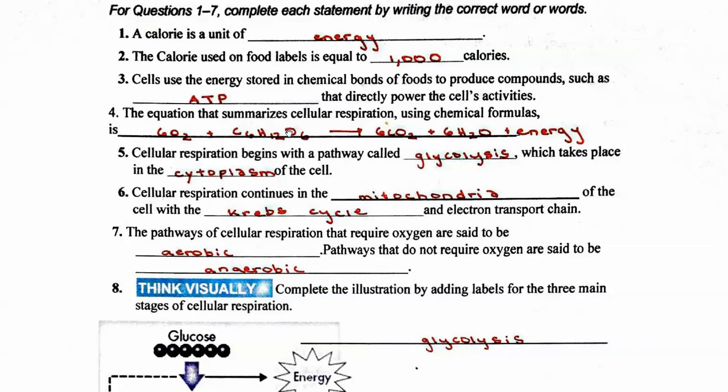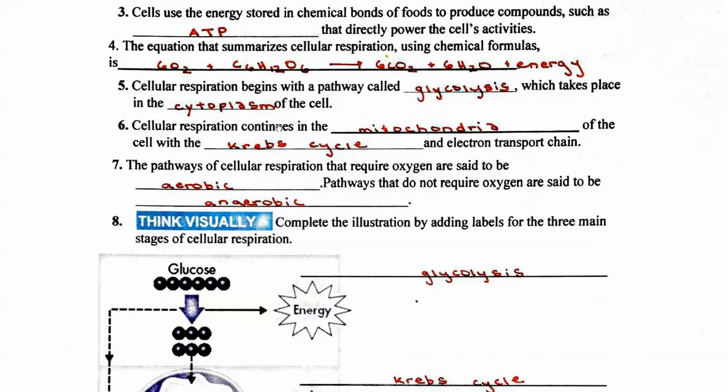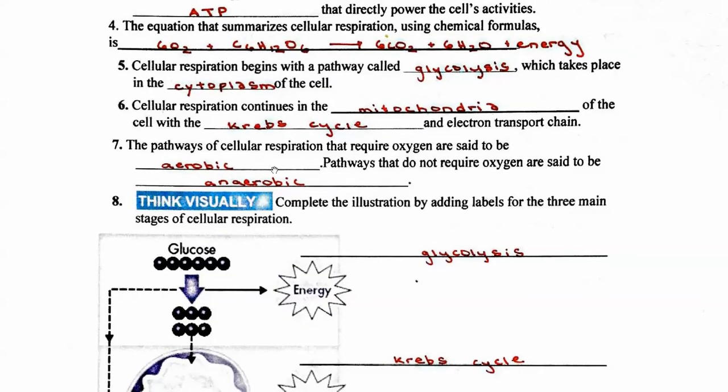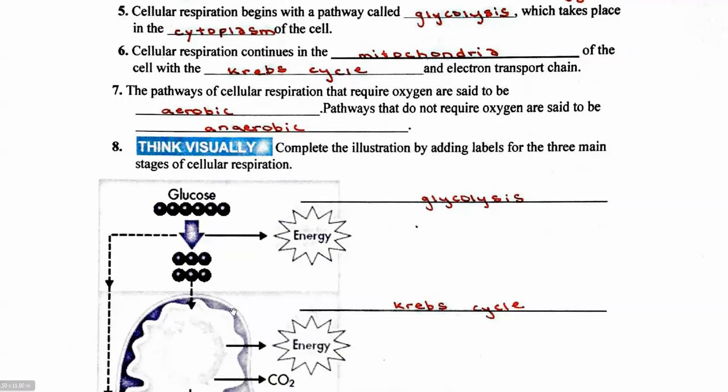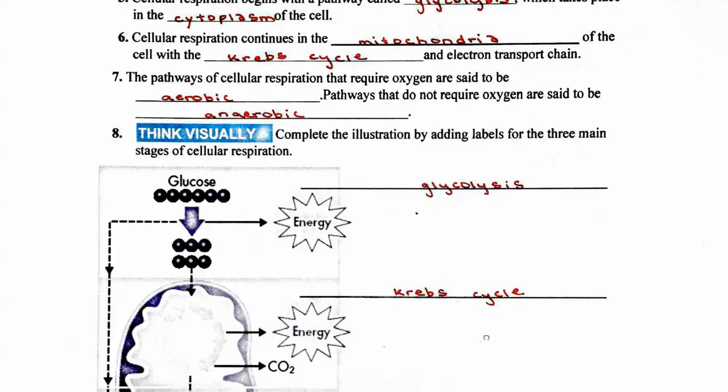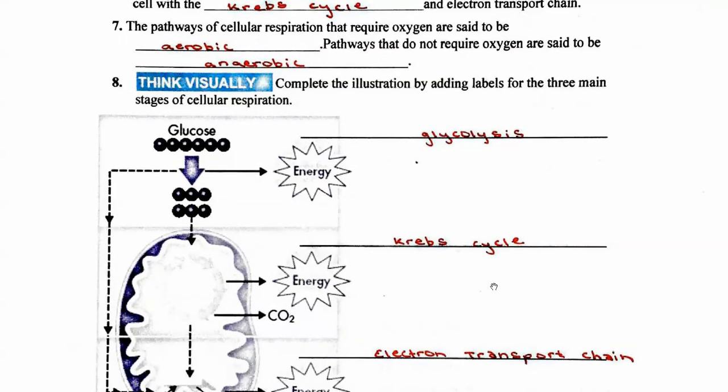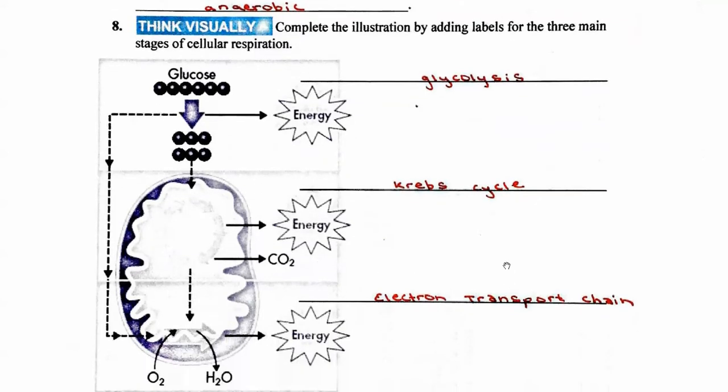Cellular respiration begins with a pathway called glycolysis, and this takes place in the cytoplasm of the cell. We'll go over that more in a little bit. Cellular respiration continues in the mitochondria, so you can see it right here. It's happening in the mitochondria, and this involves both the Krebs cycle and the electron transport chain. The pathways of cellular respiration that require oxygen are said to be aerobic, while the pathways that do not require oxygen are anaerobic. And here are the 3 steps of cellular respiration: glycolysis, the Krebs cycle, and the electron transport chain.